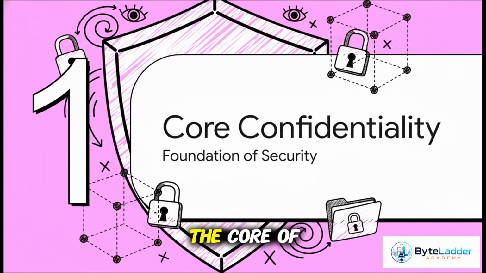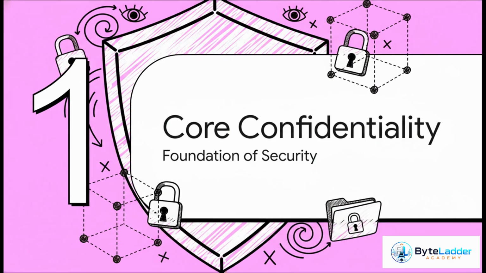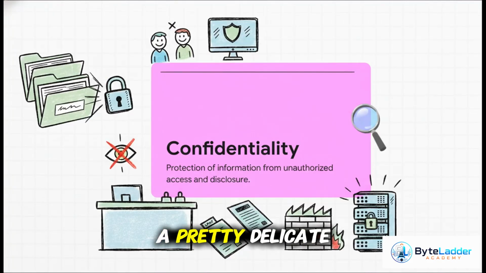Okay, Section 1, the core of confidentiality, the absolute foundation of security. So, confidentiality represents a pretty delicate balance. It's the C in the famous CIA Triad, alongside integrity and availability. And its whole job? Focusing entirely on keeping private data visible only to authorized people.